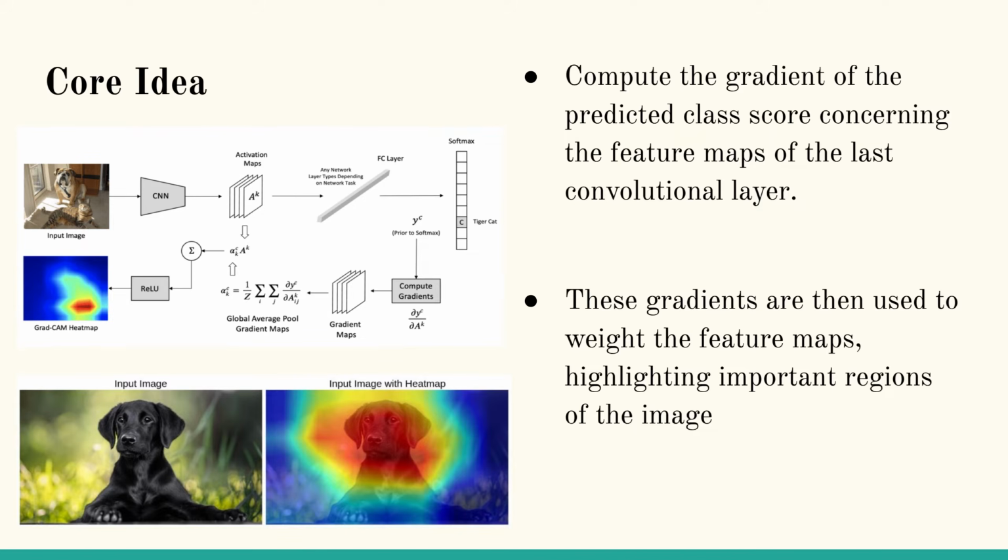Now, what is the core idea in GradCAM? So the core idea is, first we compute the gradient of the predicted class score with respect to the feature map of the last convolutional layer. These gradients are then used to weight the feature maps, highlighting important regions of the image.